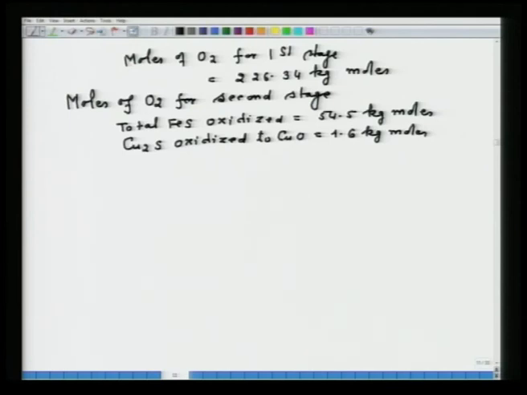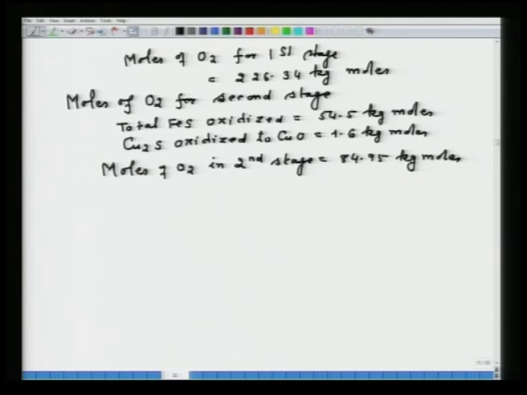Now, having known this, it is easy to find the moles of oxygen in the second stage, which is equal to 84.95 kg moles. So this is the oxygen required for the second stage. Now you have to calculate the air for the entire operation, that is what the problem says.